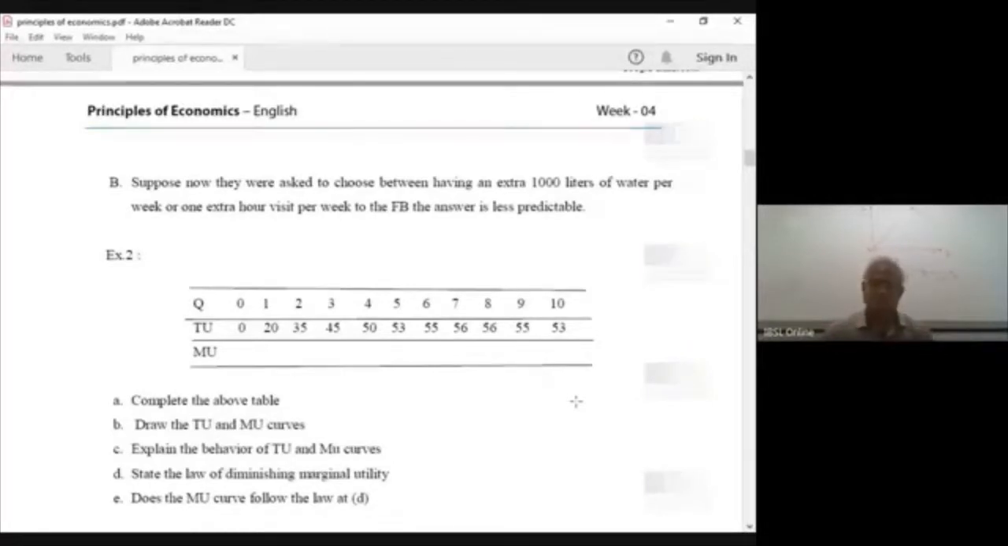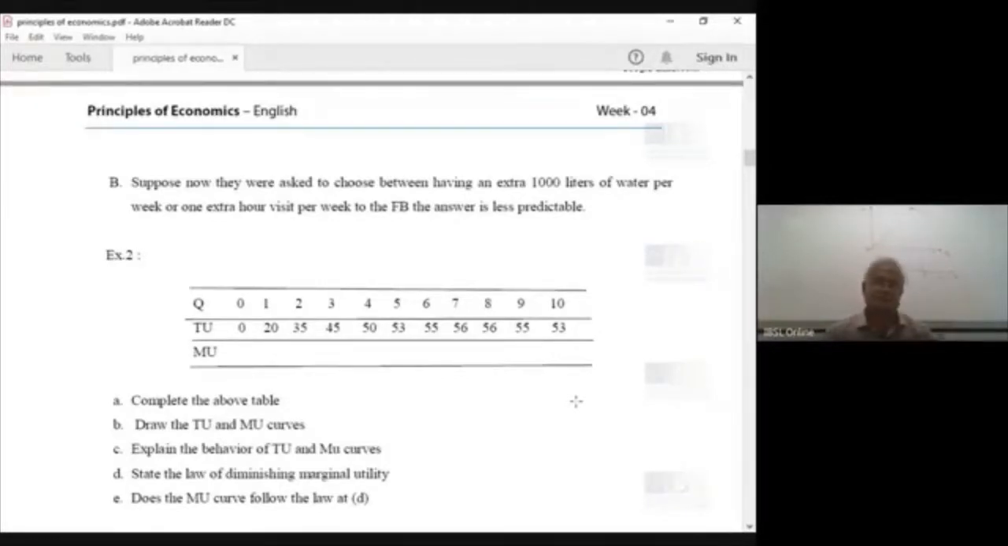When a consumer increases the consumption of a good or service, the marginal utility eventually diminishes. Marginal utility eventually diminishes. That is called the law of diminishing marginal utility.